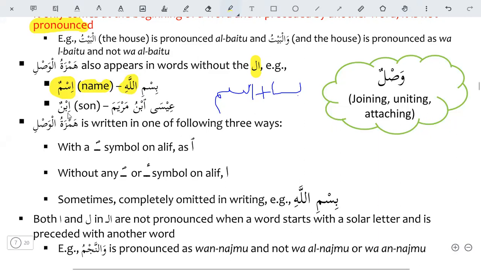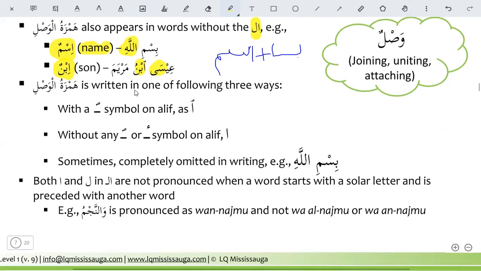Same with ibnun. In ibnun, there is a hamza, there is an alif before it. Isabnu Maryam. So this sa we pronounce with ba. Isabnu Maryama. And if there is a hamzatul wasl and there is a word before the hamzatul wasl, we don't pronounce the hamzatul wasl.